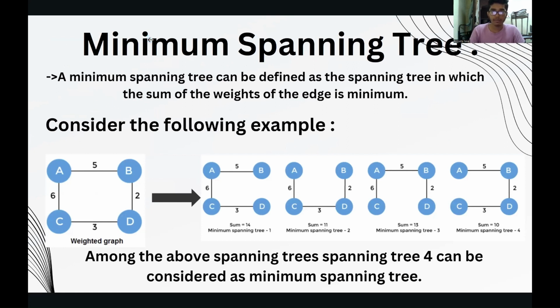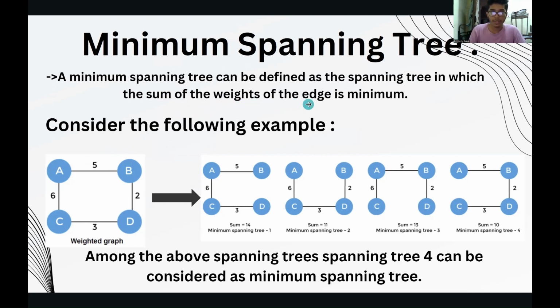Let me explain about a minimum spanning tree. A minimum spanning tree can be defined as a spanning tree in which the sum of the weights of the edges is minimum. What is a weight? A weight is a number that is assigned to each and every edge of a graph. What is a cost? The sum of the weights of all the edges of a given graph can be considered as the cost of that graph.